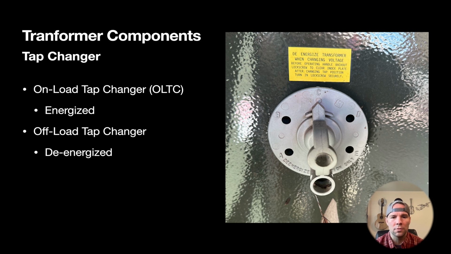Typically, distribution transformers, you adjust that when you install. You have to do it when it's de-energized. You adjust the tap changer, you set it, and you move on. You're not constantly going out there and changing and adjusting the tap changer multiple times.